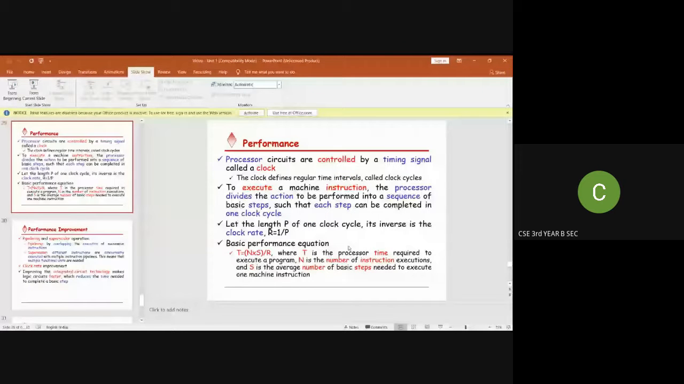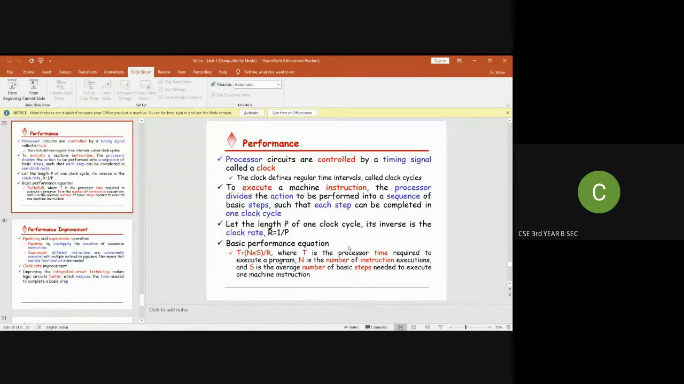We have another term used to measure performance, which is the clock. The processor circuits are controlled by timing signals called a clock. The clock defines regular time intervals called clock cycles. So, the clock is a timing signal and the clock cycles are regular time intervals.